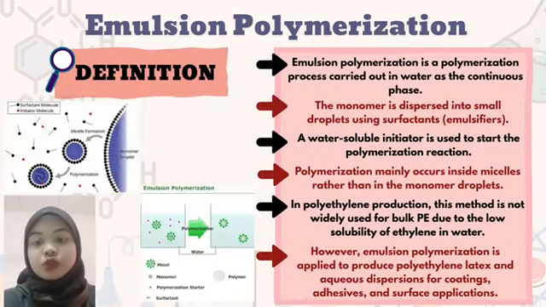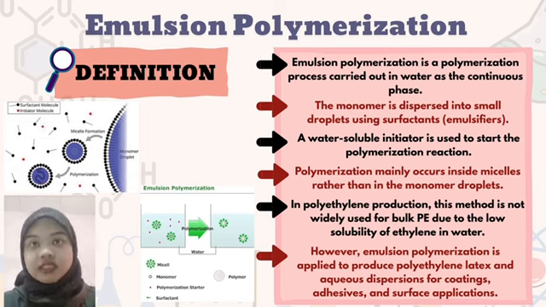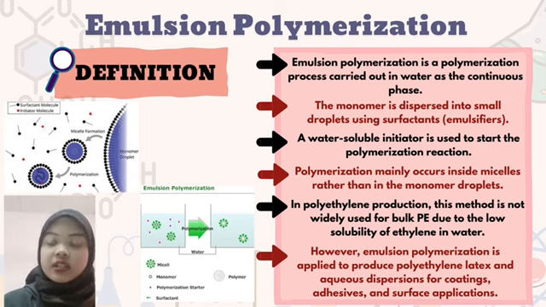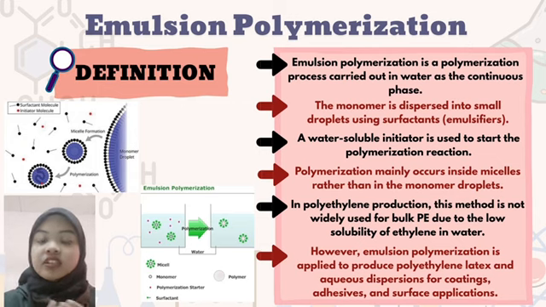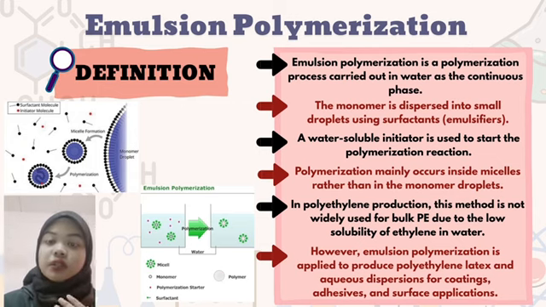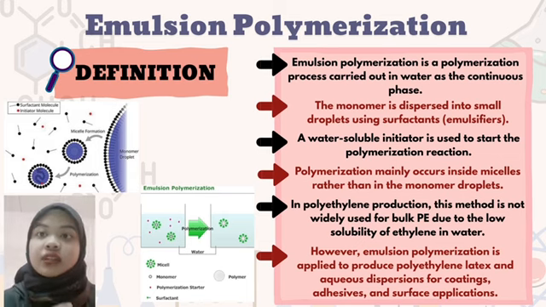Next, we go through to the third method of polymerization, which is emulsion polymerization. This method is different from bulk and solution polymerization because the reaction is carried out in a water-based system. Emulsion polymerization is a polymerization process that is carried out in water as the continuous phase.